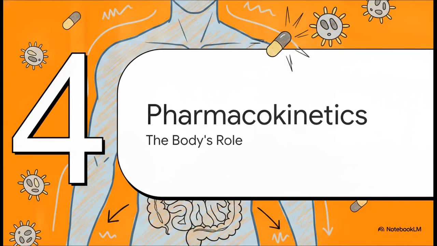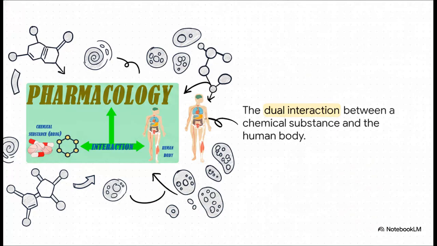Section 4, Pharmacokinetics, the body's role. And this brilliantly illustrates the central tension of pharmacology. You see, it isn't just a drug fixing a body. It's a highly dynamic, two-way interaction between the chemical structure of the drug and the complex biology of the human body. They are actively fighting and acting upon each other simultaneously.